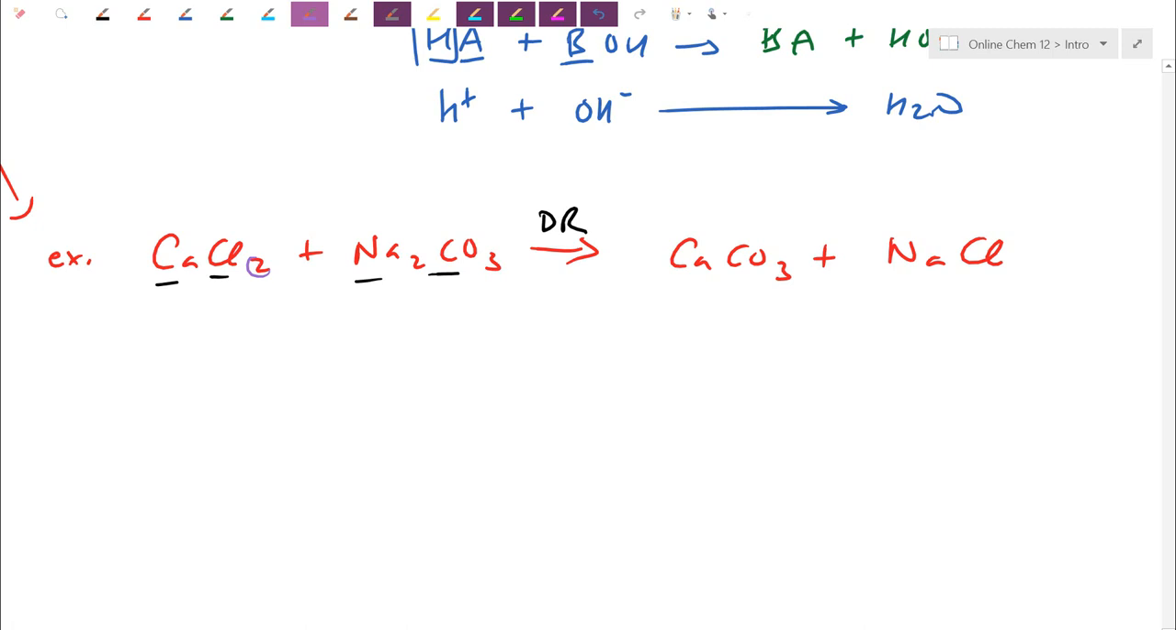But what about this too? I have two chlorines and two sodiums. At the very end, we can add those coefficients to balance. So that should now be a balanced equation.